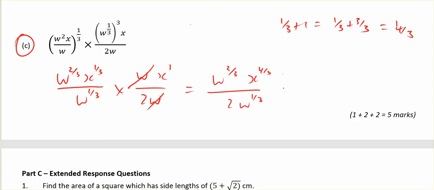Okay, so the only thing we can simplify is the w's because we're dividing. So same base, we're dividing indices, we're subtracting: 2/3 minus a third is a third. So we've got w^(1/3), x to the 4/3 divided by 2. So that's basically how you work it out. Hopefully that helps.